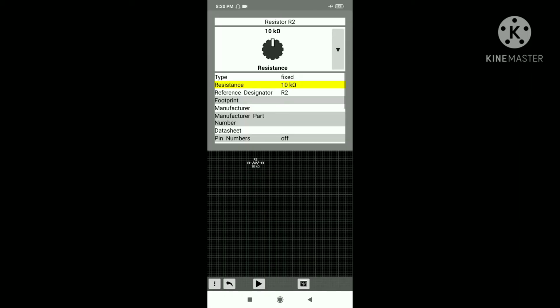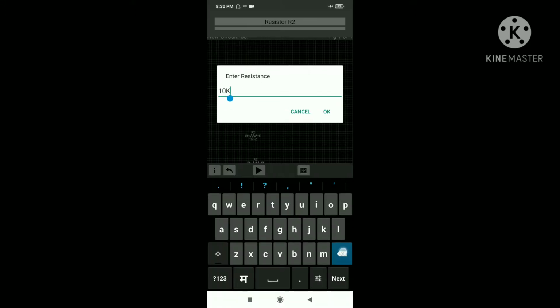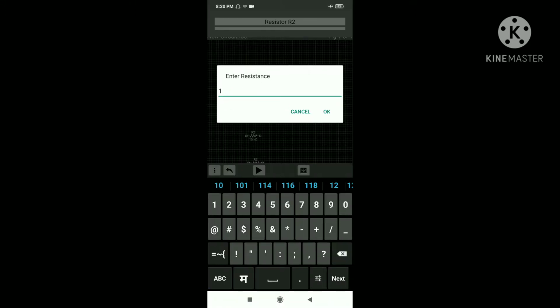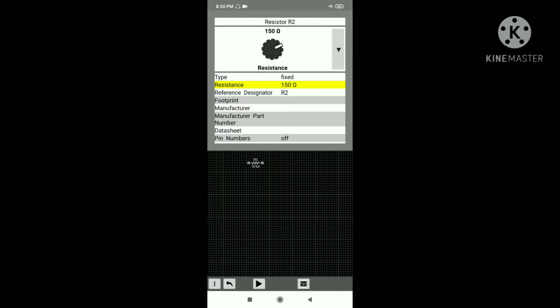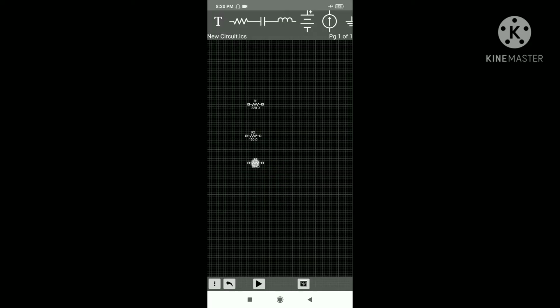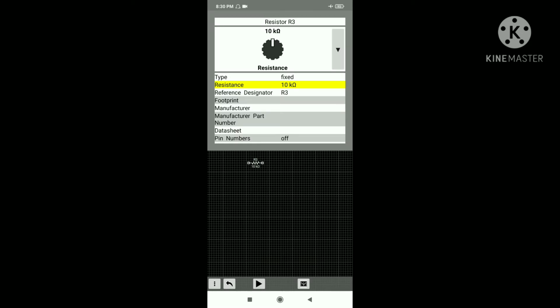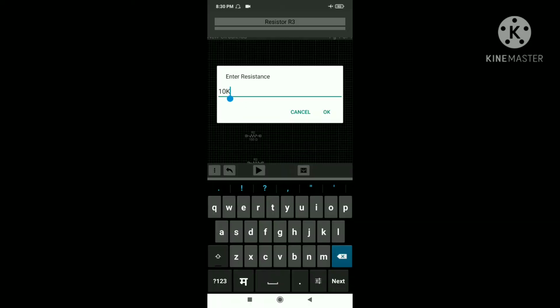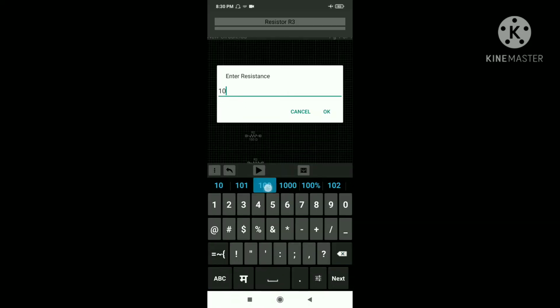Second resistor, that is R2, resistance value is 150, select 150. Third resistance value is 100 ohm, select it, 100. Okay.